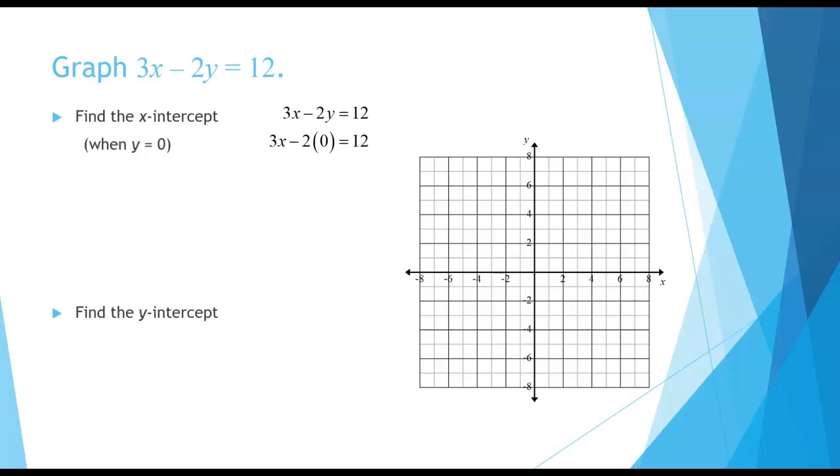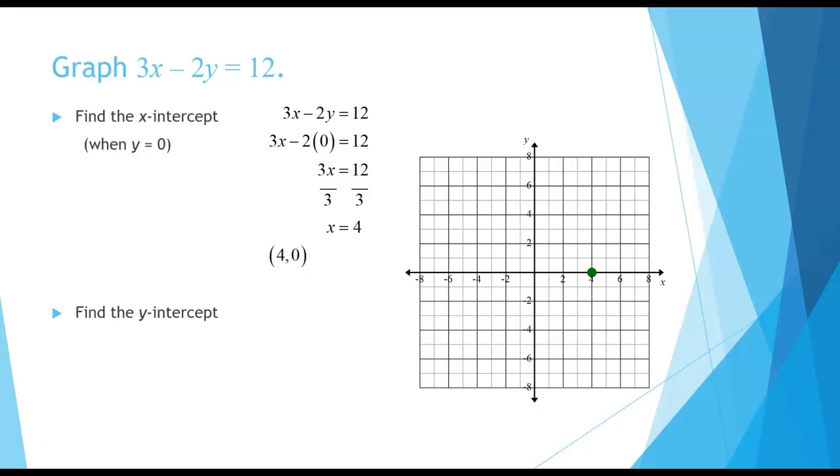Now, when we multiply 2 times 0, that's just 0. So 3x minus 0 is actually just 3x. So we're going to have 3x equals 12. To finish up, I'm going to divide both sides by 3. And it turns out we get x is 4. So as a coordinate, my x-intercept is (4, 0), because the x is 4 and the y is 0. So I'm going to go to (4, 0), and we're going to plot that point.